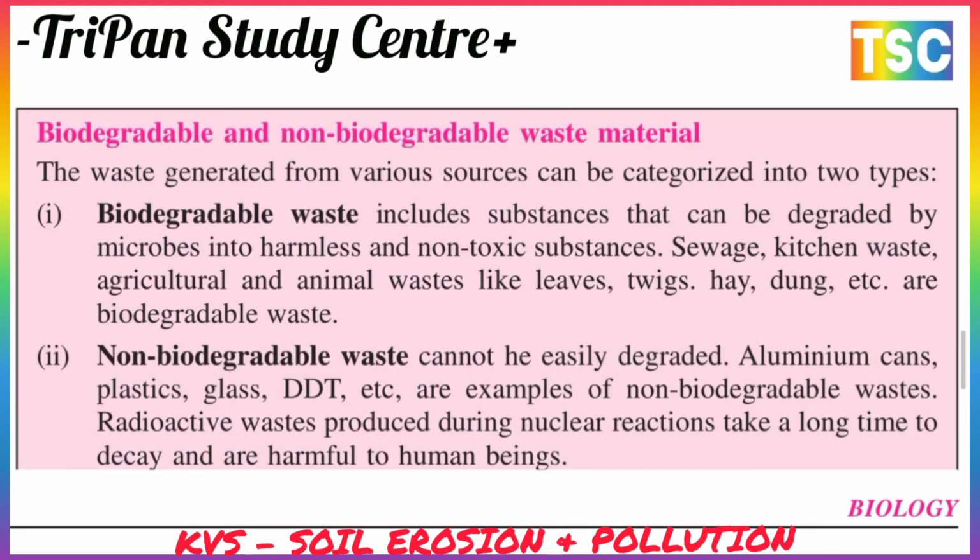Next is biodegradable and non-biodegradable waste material. The waste generated from various sources can be categorized into two types. Biodegradable waste includes substances that can be degraded by microbes into harmless and non-toxic substances. Here the sewage, kitchen waste, and agricultural and animal waste like leaves, twigs and cow dung, etc.